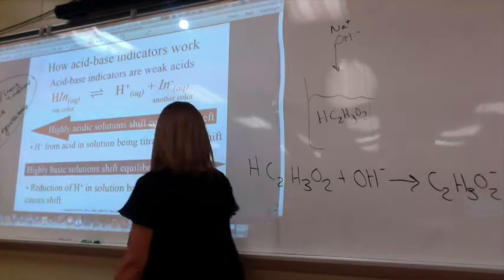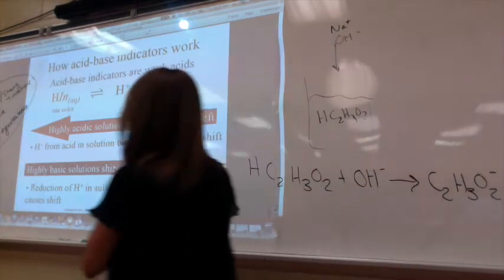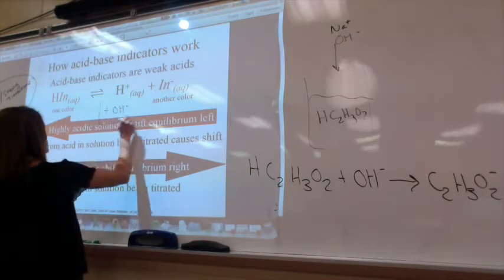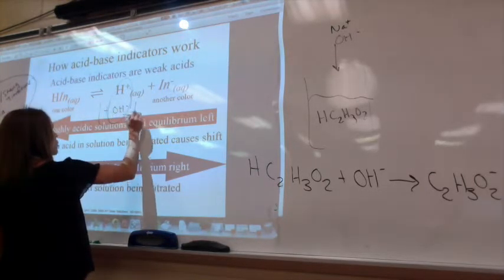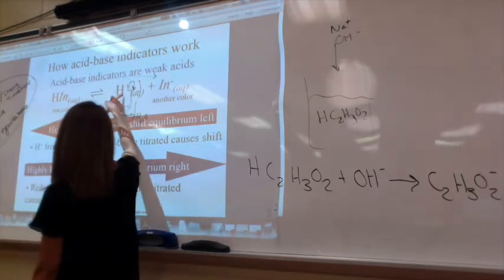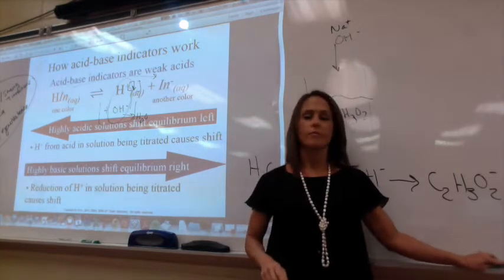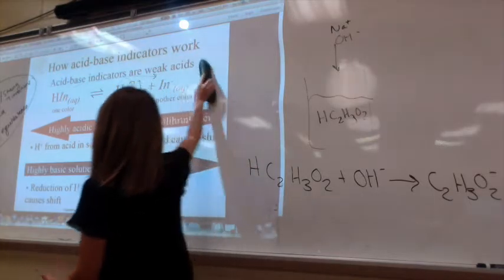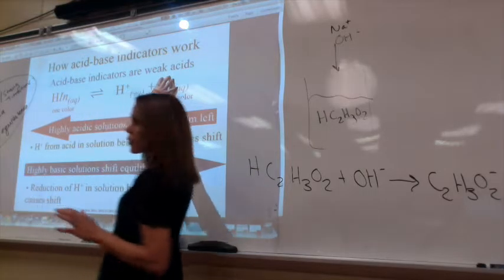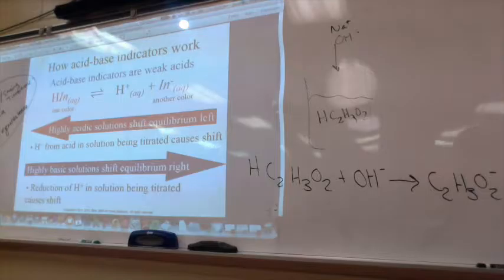Shift right, right? Let me just write this for you because some of you are not remembering. If I put this in a base, so I dump this whole thing in with an OH minus, so if the beaker is the base, this reacts with this to make water. That means that the concentration of this goes down and the reaction shifts right to compensate, so you end up with In minus floating around. Remember that? So it depends on whatever the beaker is that you have it in. It's either going to be in the acidic form or it's going to be in the basic form, depending on what the beaker itself is holding. All right, that's just to tell you what color it should be.